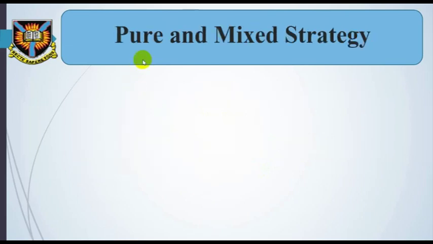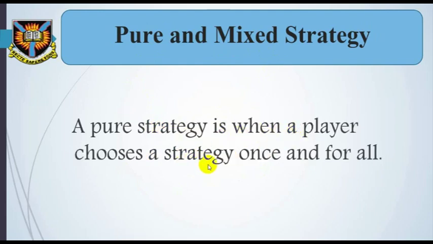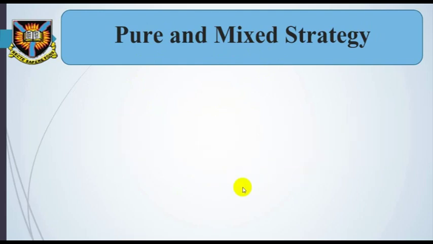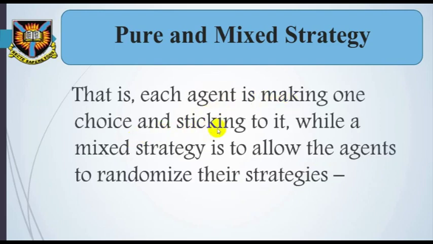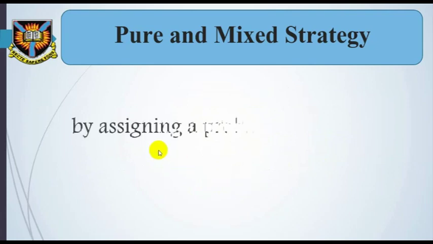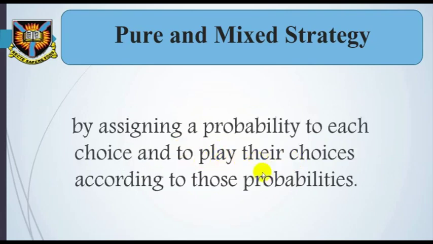Pure and mixed strategy. A pure strategy is when a player chooses a strategy once and for all. That is, each agent is making one choice and sticking to it, while a mixed strategy is to allow the agent to randomize their strategies by assigning a probability to each choice and to play their choices according to those probabilities.